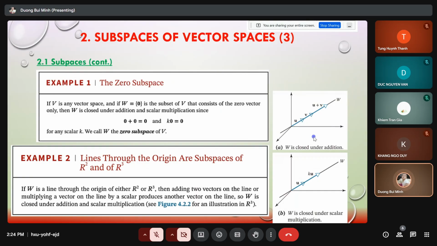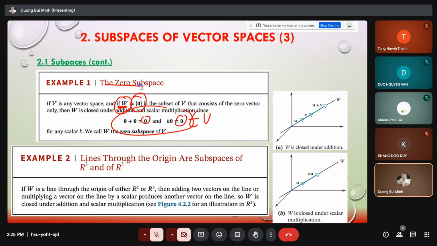We have the zero subspace. Yes. Because we have the subset W containing only the zero vector. And 0 plus 0 is 0, and k times the 0 vector is 0. This one belongs to V, and this one belongs to subspace W. Okay? So we have the zero subspace.